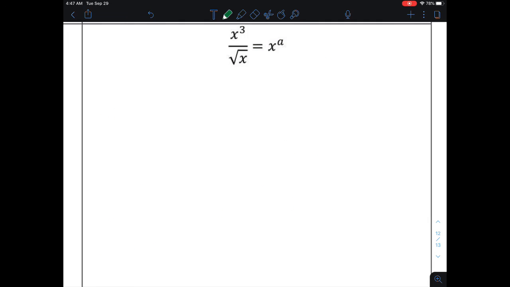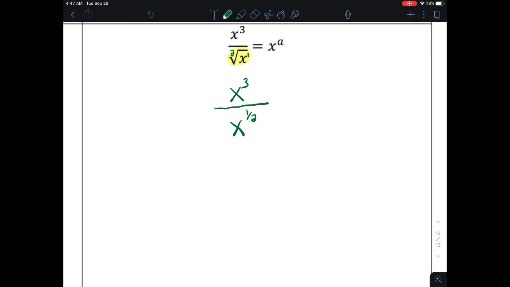Okay, last one here. So I have division again. I have x to the 3rd divided by the square root of x, and I want it combined and simplified in the form of x to the a power. We start by rewriting the square root as x raised to a power. So we have x to the 3rd on top over the square root. So the exponent of that x is a 1. The power of that root is a 2. So the square root is the same thing as x to the 1/2 power.